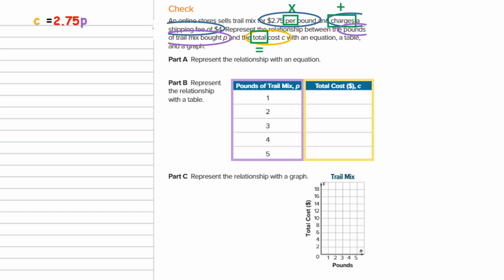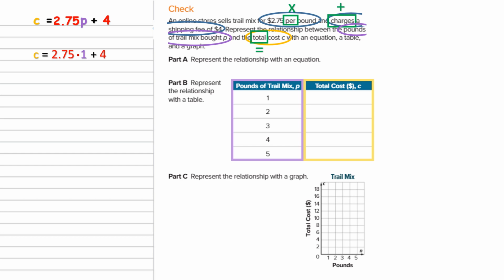So then I have to remember that when I look back at my equation, I see that I have two math symbols there. So that reminds me that I have to also add the $4 fee at the end. Once again, I do multiplication and division from left to right, and then I do addition and subtraction. So when I plug in my independent variables, the 1 through 5, I'm going to do the math of multiplication, then I'll add the $4.